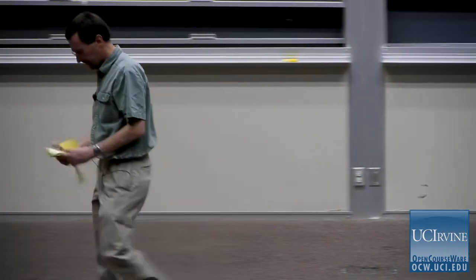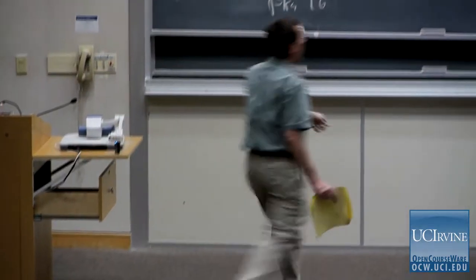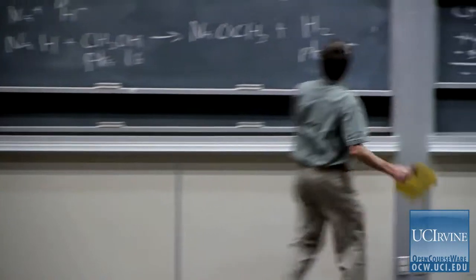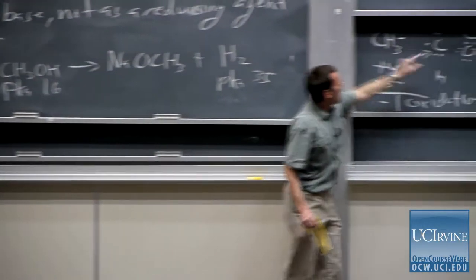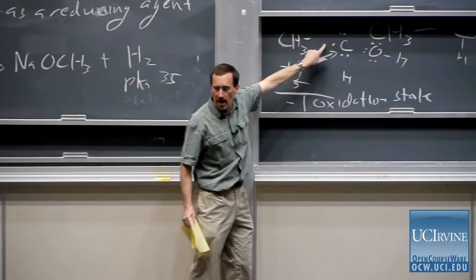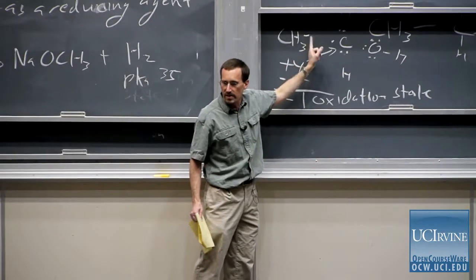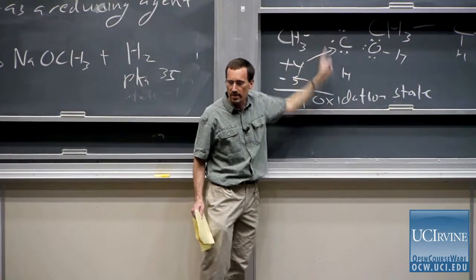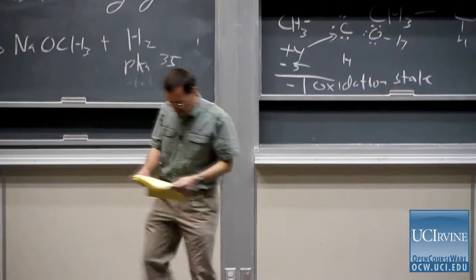Sorry. Question. So for the methoxide one, why does the carbon have 5 electrons? Bookkeeping. When you have a carbon-carbon bond, you divide equally. You give 1 to each carbon in bookkeeping for oxidation state.